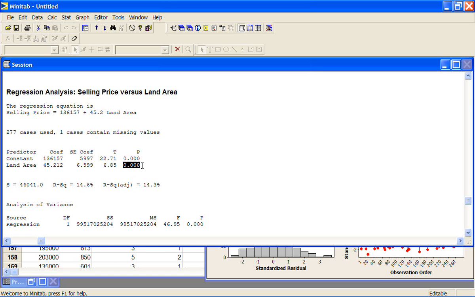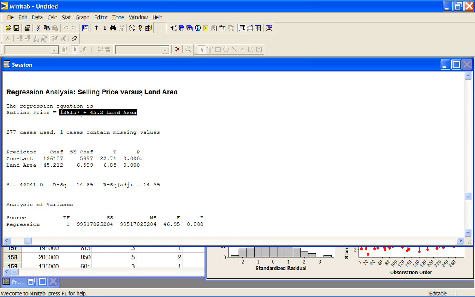So this means we have a significant relationship between land area and selling price, but it's not explaining all of the variation in the data. It's only explaining 14% of the variation in the data. So there may be other variables which will explain more of the variation, or it could be that the rest of the variation really is just random and there's no pattern to it. Or the relationship between land area and selling price is not a straight line. It's something more complicated. So there are a few reasons why the R squared could be low, even though the variable is significant.